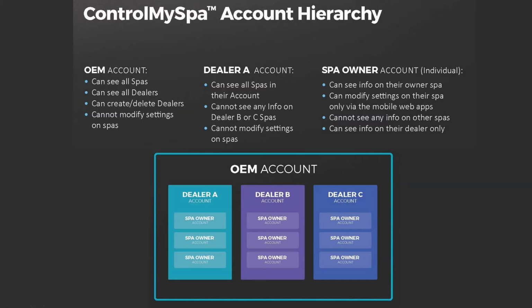The spa owner has an individual spa owner account, and parallel to that, a showroom spa account is just like a spa owner account. It's just temporary. They can only see the information on their individual spa. And the spa owner accounts are what you need to either log into the website or log into the apps. The ControlMySpa apps, on both Google Play for Android and the App Store for iOS, can only be used by the spa owner. That's what they're designed to be used by. And the only accounts that can log into the apps are the spa owner accounts or a showroom spa account.